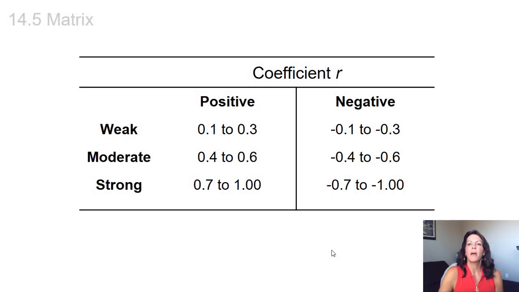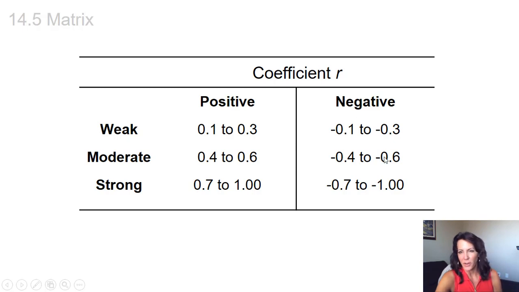So how do we evaluate a correlation of 0.28? Well, I'm going to give you some guidelines. Now, the guidelines I'm giving you are going to be different depending on the book that you read, the class that you take, but these are the guidelines that we're using for this class. A weak positive correlation is anything from 0.1 to 0.3. A moderate correlation is 0.4 to 0.6, and a strong correlation is 0.7 to 1.